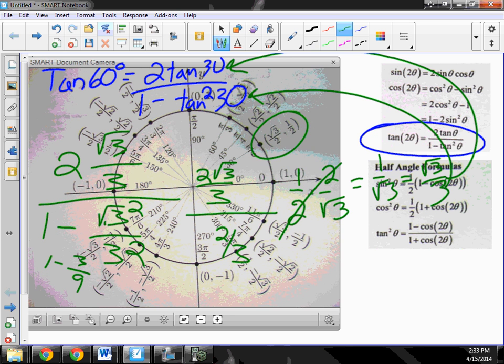1 minus 1/3 is 2/3. So no, it's positive. So I need to reciprocate this. 3 over 2, and the 2's and the 3's cancel, and my answer is root 3. Okay? All right.